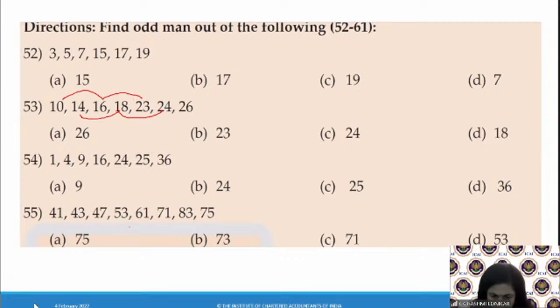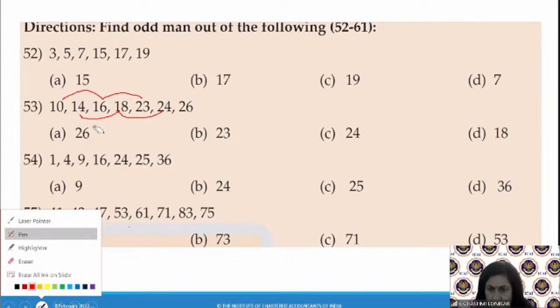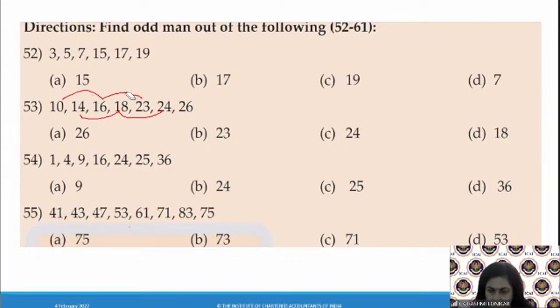I'm purposely taking this sum because this is a little tough one. I tried to find the difference between 2. I tried to find the difference between 3. Now let me try to find the difference between 4. So I'm finding 10 to 18. What is the difference? 8. 18 to 26. What is the difference? 8. 14 to 23. What is the difference? 23 minus 14. Difference is 9.